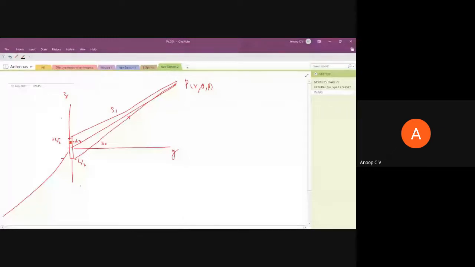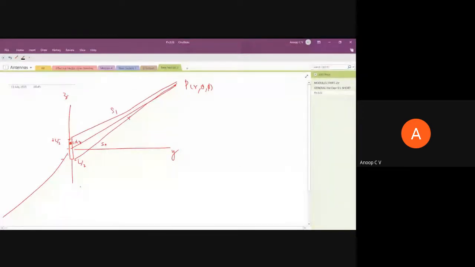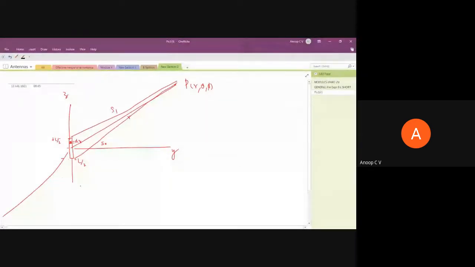I'm going to find out the field due to this differential length dz, and then if I integrate that differential field along this length from z equal to minus L/2 to plus L/2, that will give me the field expression, right? So how are we going to find the electric field?